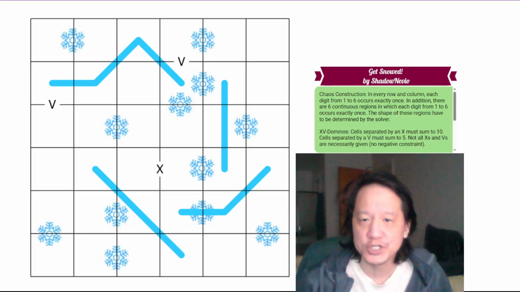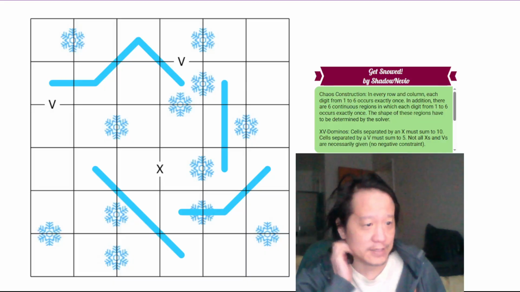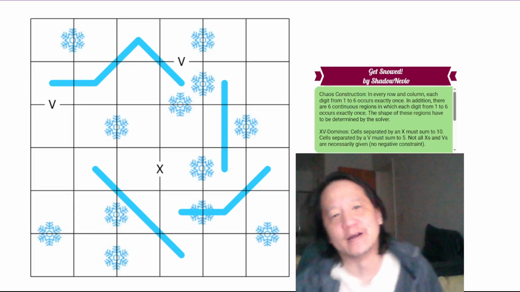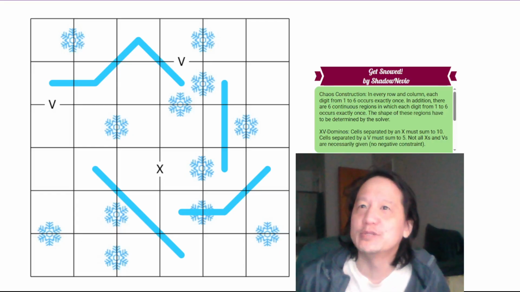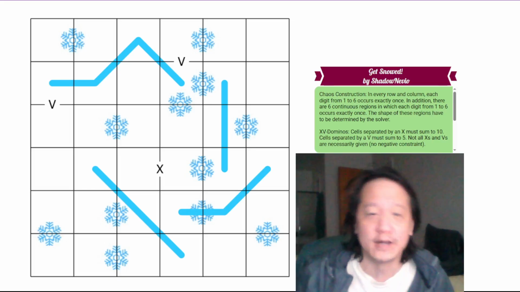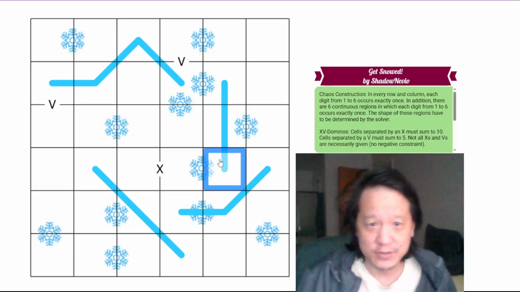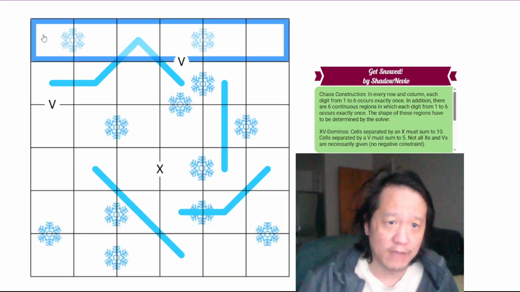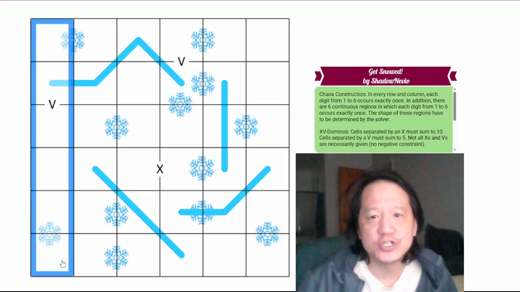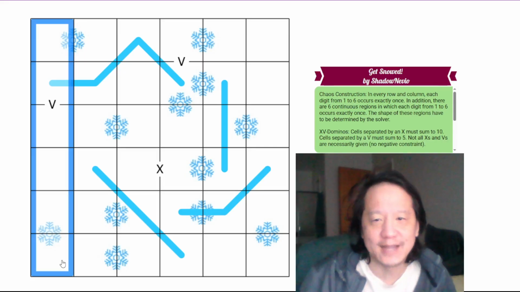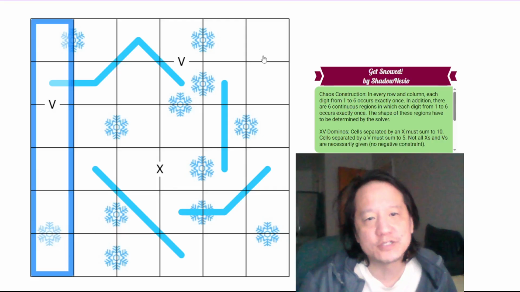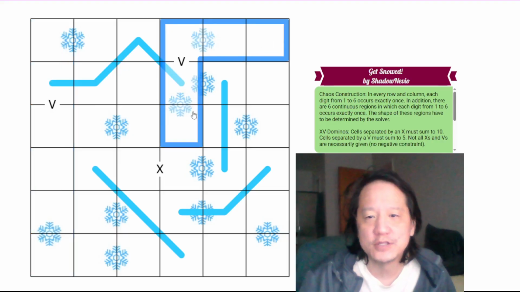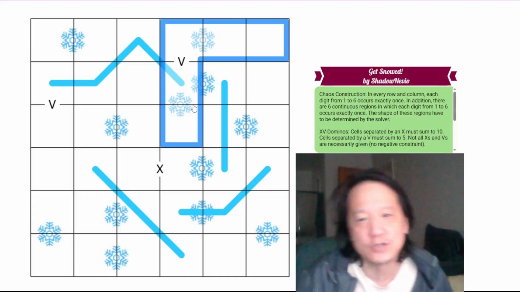It's chaos construction, and I love chaos construction rule sets, so I would like to show a very easy one, which is very uncommon. I'm curious how this is going to work. In chaos construction, in every row and column, each digit from 1 through 6 occurs exactly once. In addition, there are 6 continuous regions in which each digit from 1 to 6 occurs exactly once. The shape of these regions has to be determined by the solver.